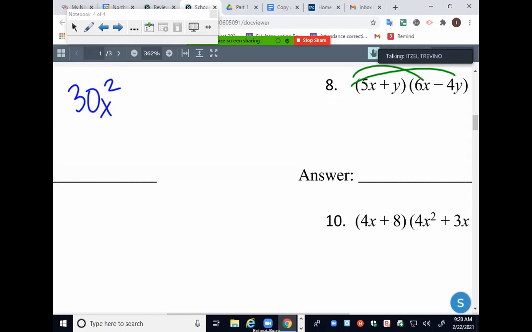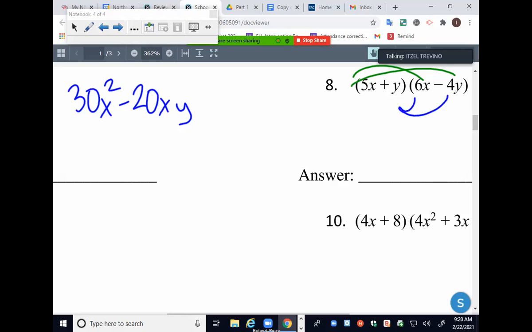And I'm going to do the same thing with the y. Okay? So 5 times -4, -20. I only have one x, so I'm going to put it. And I have one y, so I'm going to put it. It goes together. x times y gives me xy. And we're going to multiply the next portion.